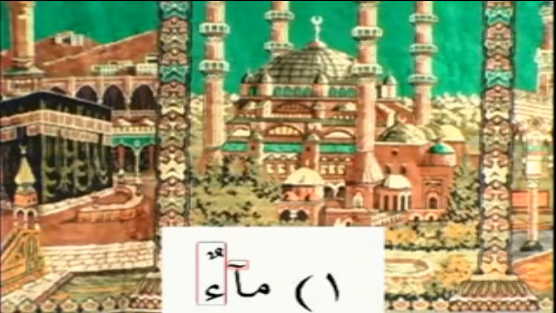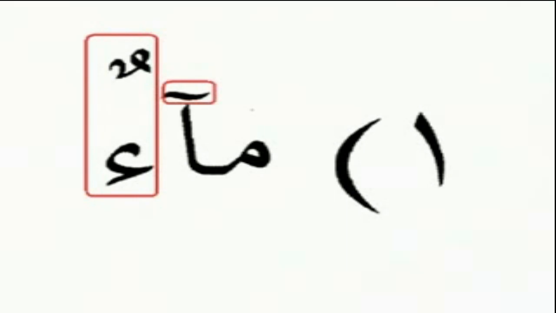Ma'un. Hamza is a very difficult sound to be pronounced. So it has to be brought out, pronounced clearly, so the vowel is lengthened. Ma'un, ja'a, su'un, ji'a. So this madda in Quranic orthography signifies extra lengthening. It does not signify hamza plus alif.